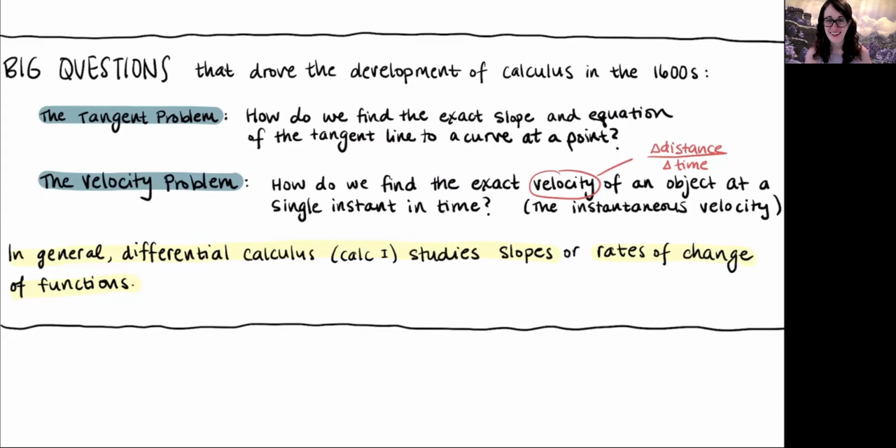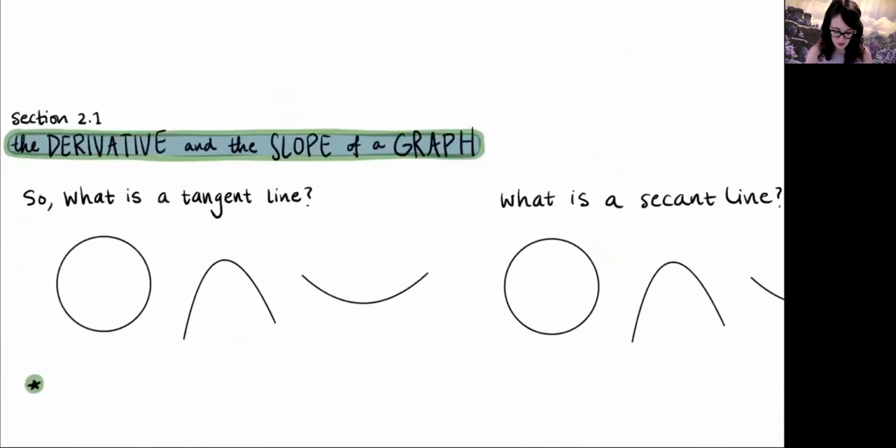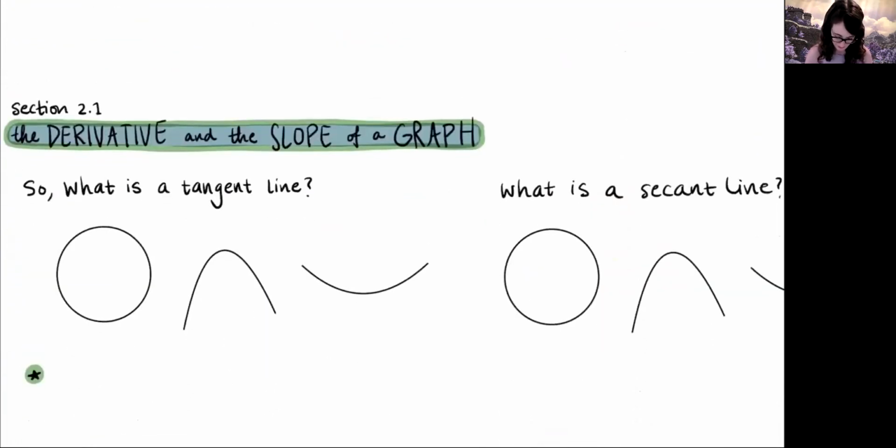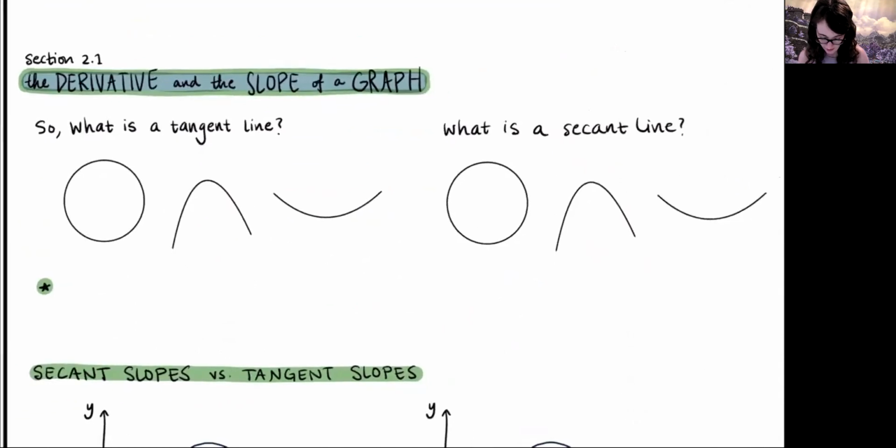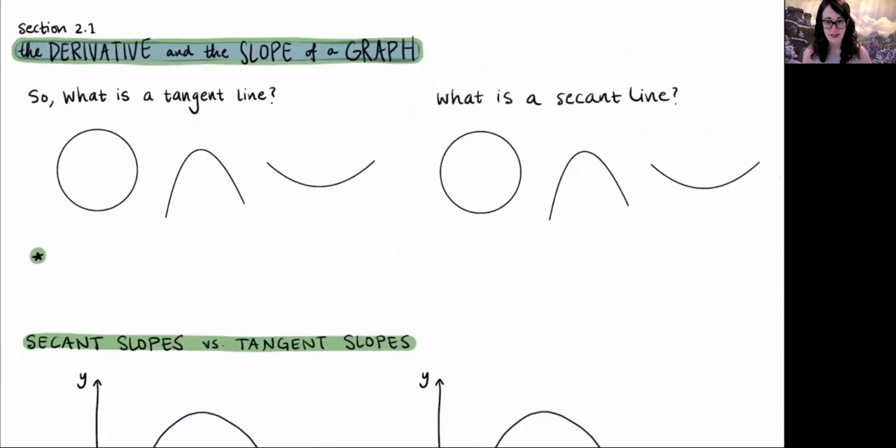So let's get started. This is the beginning of chapter 2, which is all about an introduction into what is called the derivative. And this first section, section 2.1, is about the derivative in the context of a graphical interpretation. In other words, slope. Okay, so 2.1 is called the derivative and the slope of a graph. So let's just take some time to make sure that we are all on kind of the same page about what a tangent line is and what a secant line is.